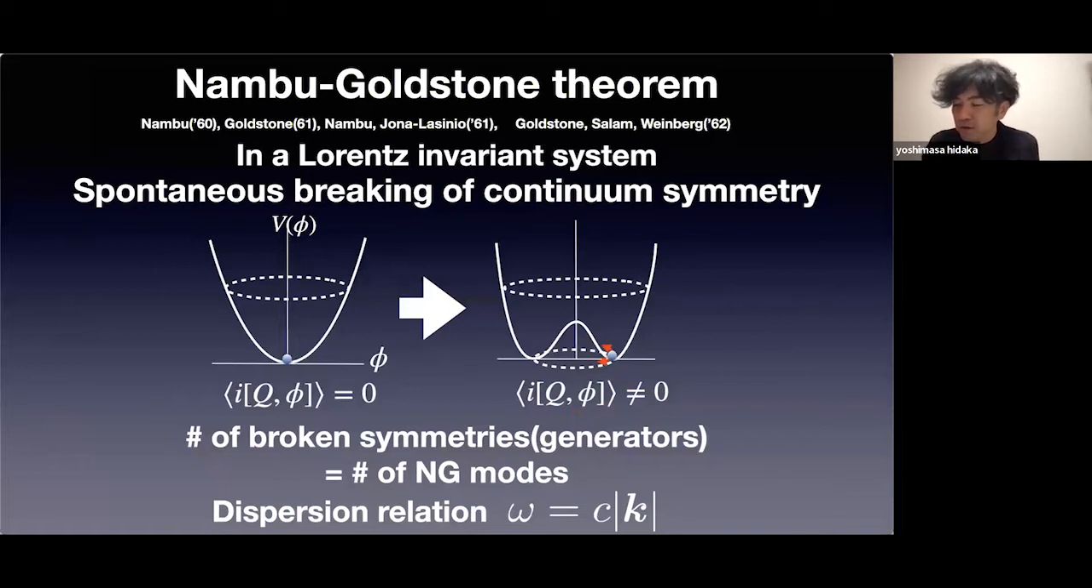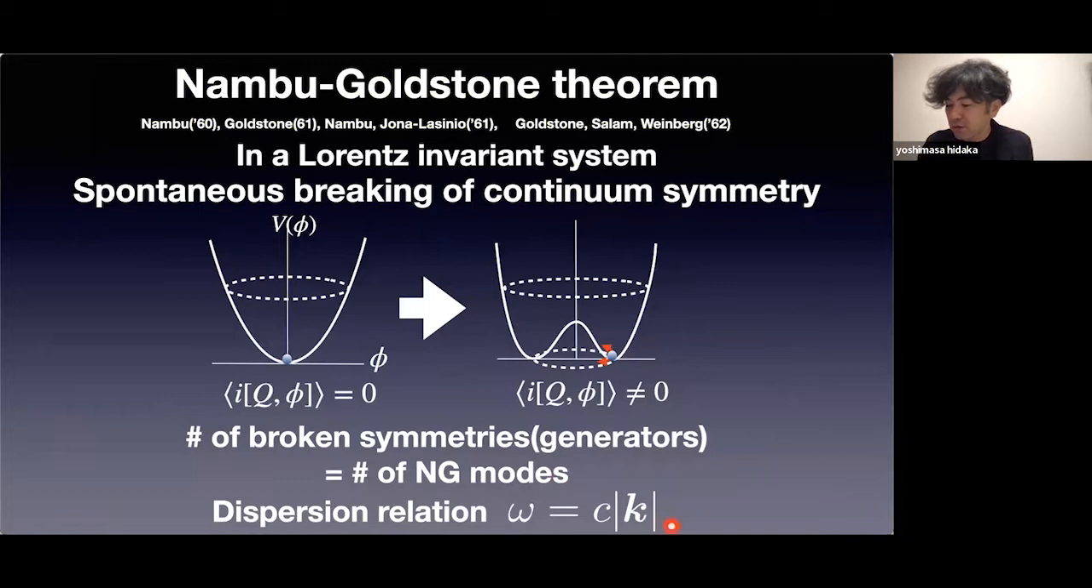In a Lorentz invariant system, the number of broken symmetries, which corresponds to the number of these operators, is equal to the number of Goldstone bosons. In particular, the dispersion relation is linear, so energy or frequency is proportional to momentum. This is because it is a relativistic system.